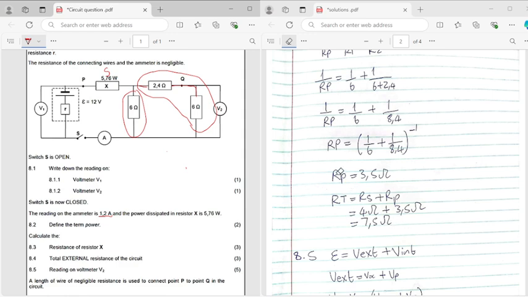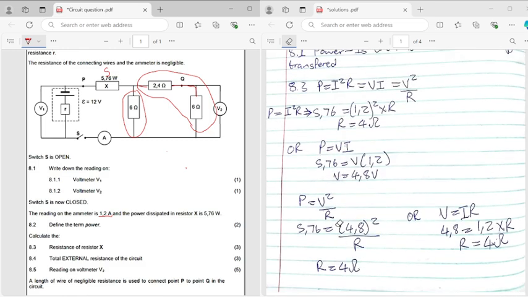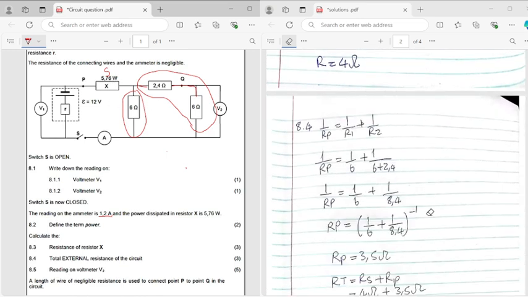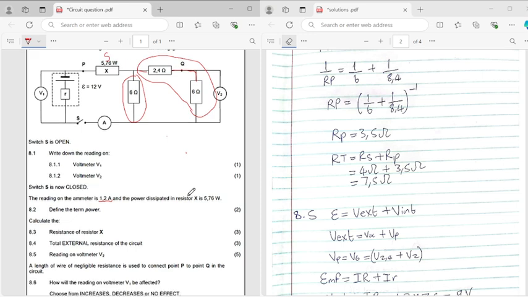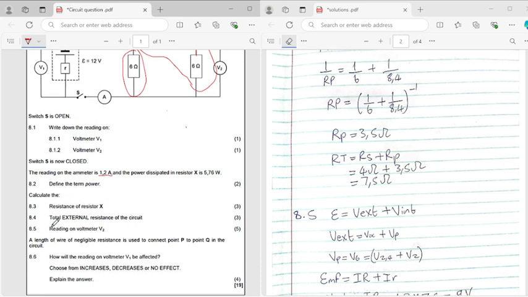But remember that this value is just for parallel, so we still need to add the resistance in series. And remember that from question 8.3, when we calculated our resistance, we got 4. So it means resistor X is 4. Just keep that in mind. So now we add resistance in series plus resistance in parallel, and it gives us 7.5 ohm. So now we go to question 8.5.